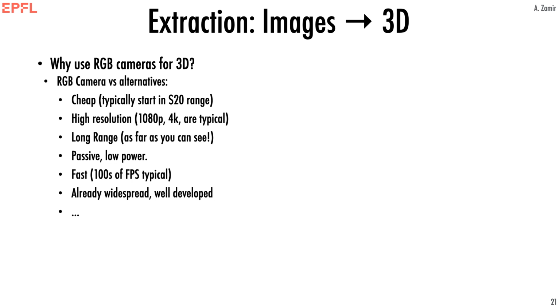Versus the alternatives, they're much cheaper, typically starting in the $20 range. They're high resolution, 1080p or 4K are pretty typical these days. They are long range, this is important. The range is basically as far as you can see, as far as light can travel, while the active sensors usually have a very small range. They're passive, which is important because they get less interference from the sun or other sources, and they're low power. They're also fast. Hundreds of FPS is pretty typical. They're also widespread. All of us own multiple cameras on our cell phones, on our laptops, on our dash cams, and so on.